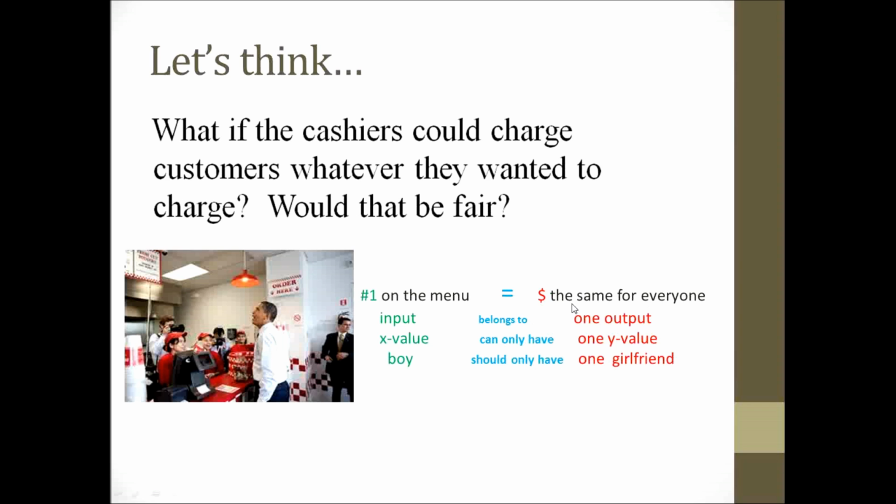Should the price of that number 1 be the same for everyone? Well, of course, because we want it to be fair. Every number 1 is going to be the exact same price. So all the number 1s are assigned to one amount for everyone to pay.